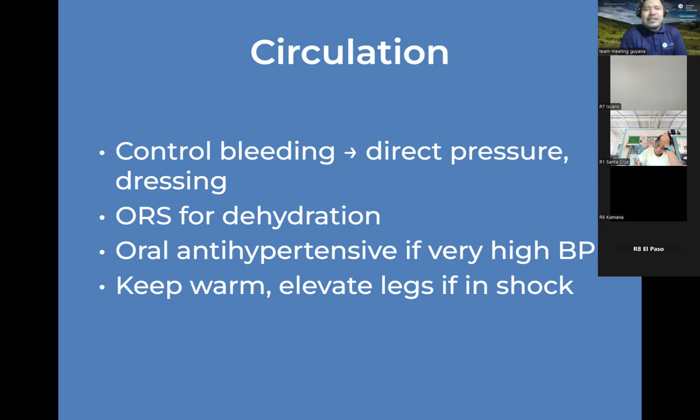So for example, for the kids, if they come with severe vomiting, fever, because when they have a fever, they usually sweat a lot also. You want to give them the oral rehydration salt. And you can have this at your health post and it can also be made, right? Patients with really high blood pressure, you want to give them the oral antihypertensive, of course, under doctor's prescription.